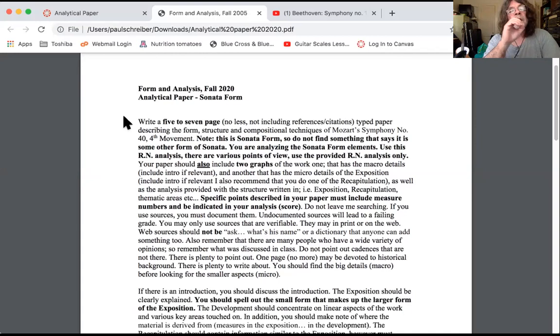So in other words, there are two sonatas. Well, there's more than two, but sonata allegro, and then there's something called sonata rondo, which for the most part, but not always, tries to take Rondo, a sonata form, and put it into the form of Rondo. So you are analyzing the sonata form elements.